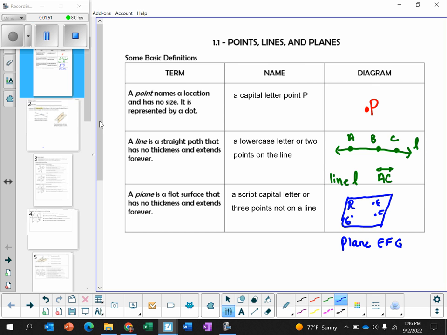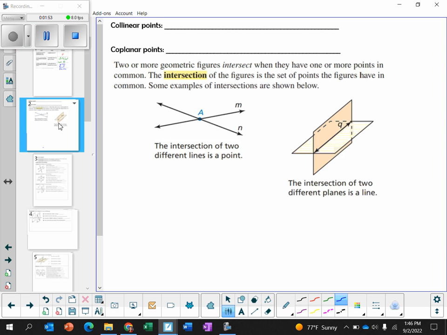Collinear, if you know the term co, like together, like cooperate, work together, collinear, co-line, that means they are points that are on the same line. And then coplanar is like co, together, and plane. We just learned about a plane being a four-sided figure, kind of what it looks like. So coplanar are going to be points that lie in the same plane.